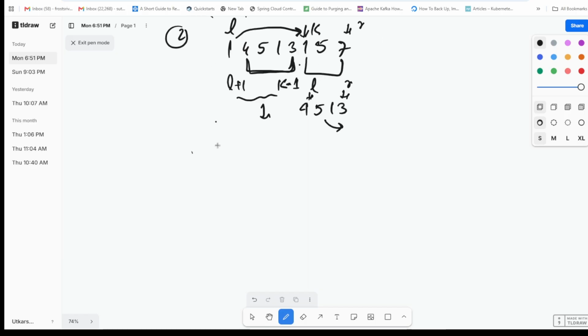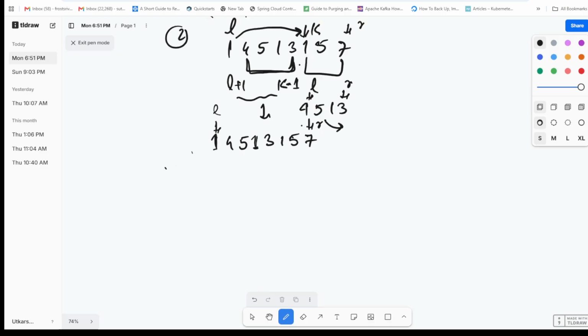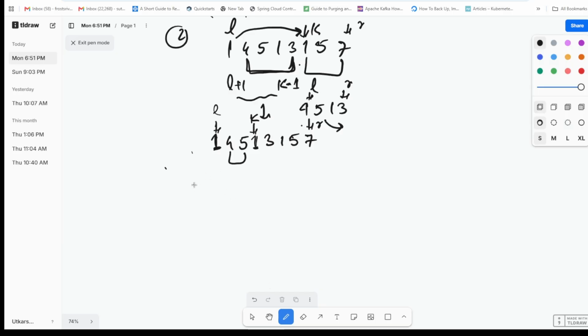So 4 5 1 3 1 5 7. So when this is L, sorry, this is R, we are matching. The first match found is here, so we solve for this recursively. We solve for L plus 1 to K minus 1, and then this one will get carry with this one, right? That's what we are doing.